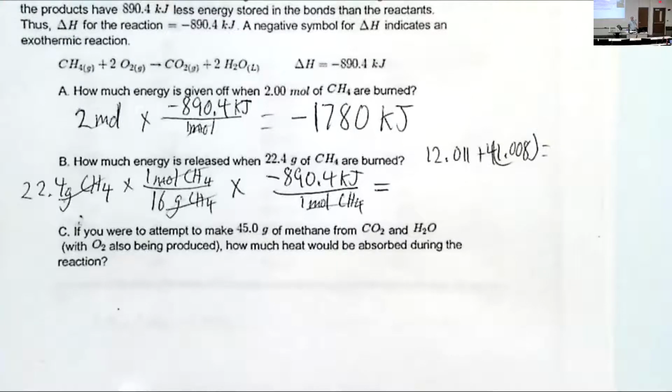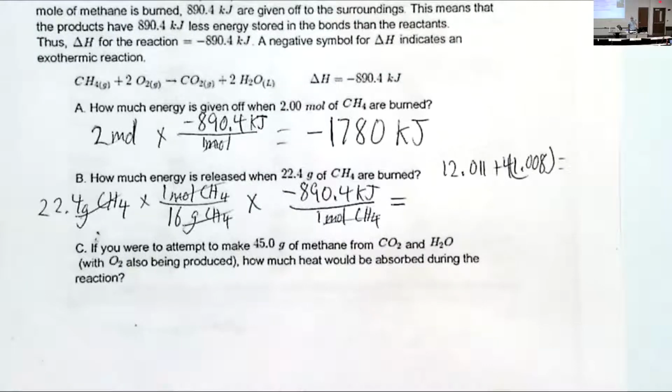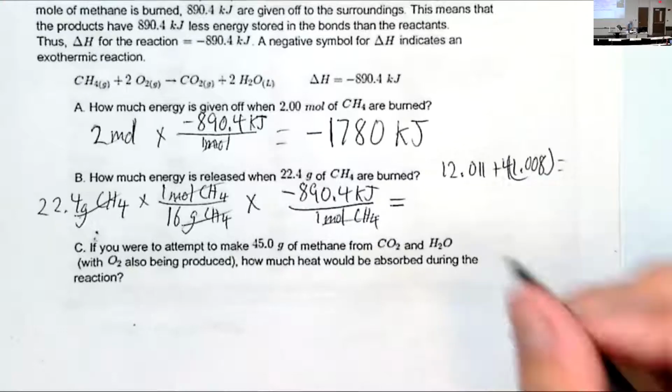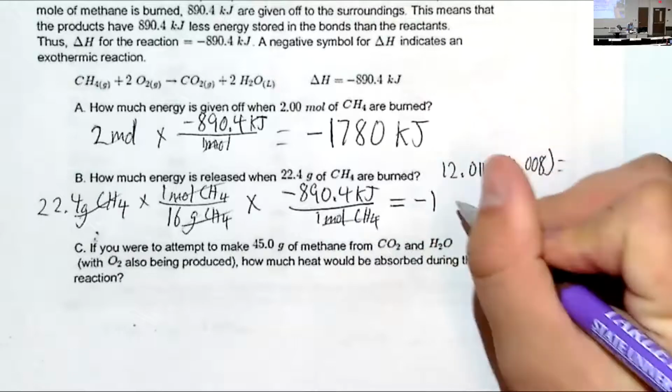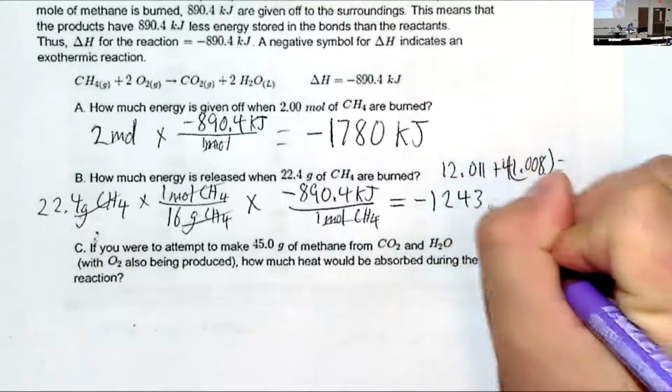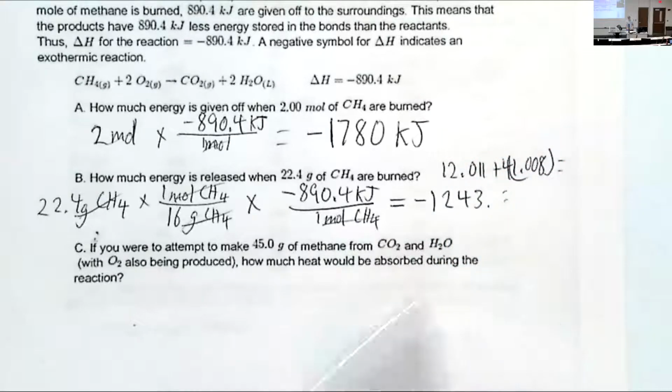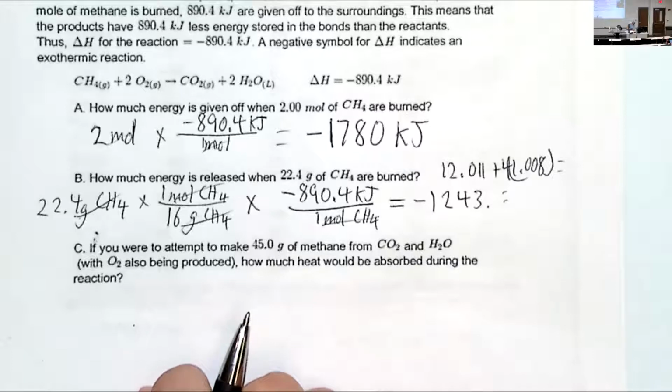I got negative 1,243.2 kilojoules. Perfect. So we got our negative sign because it's exothermic. And so you said 1,243 yada, yada, yada, which is correct. My answer is rounded, but you're right. Sounds good? I'm assuming. Yes, thank you. No problem.